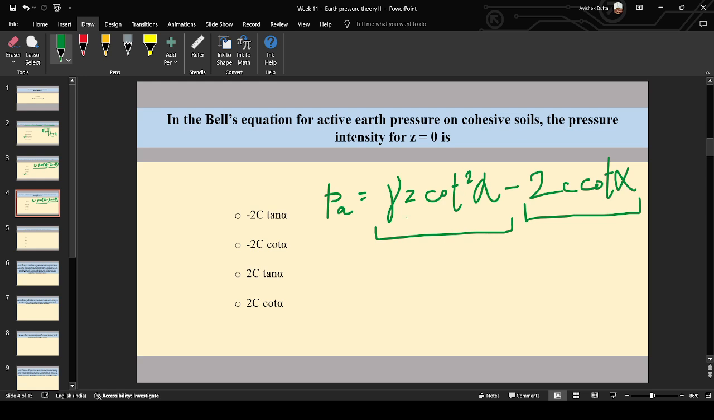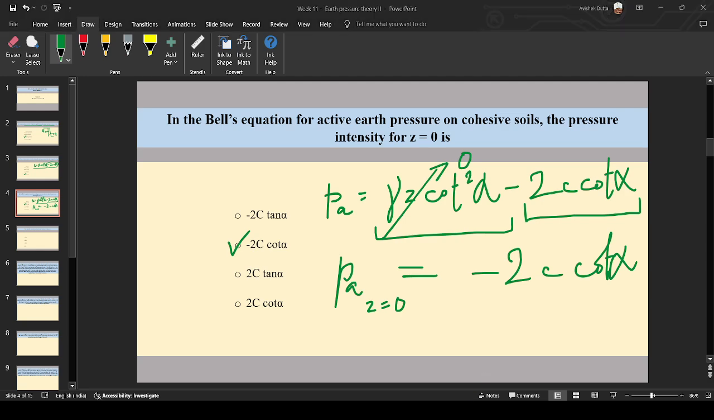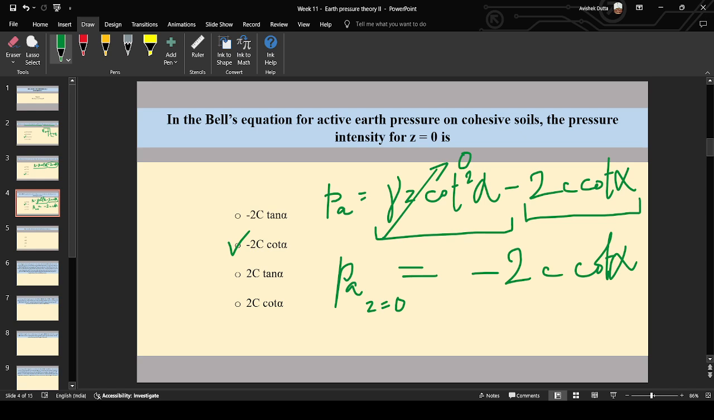So when Z equals 0, the first term becomes 0. The pressure that remains is minus 2C cot alpha, so PA at Z equal to 0 is minus 2C cot alpha. I hope it was clear. Next question.